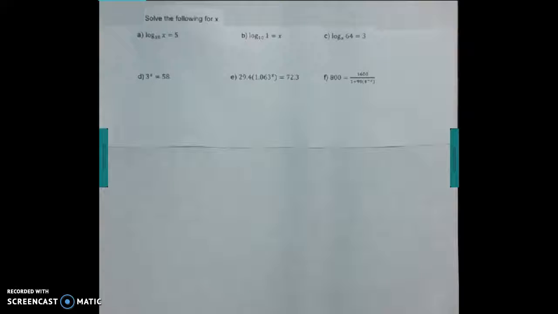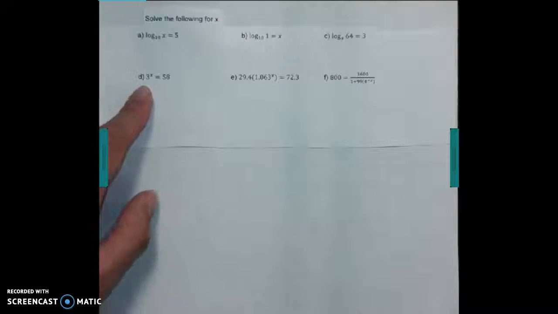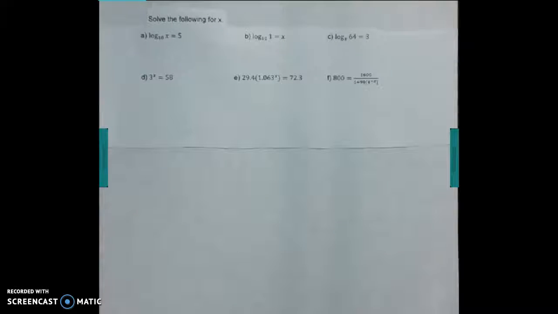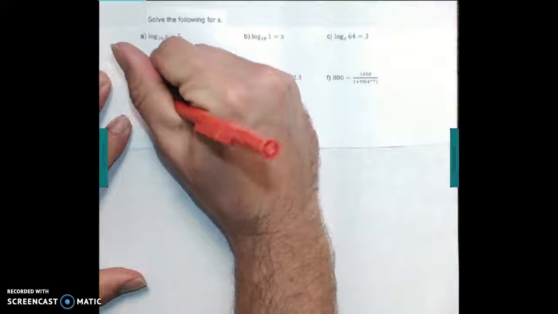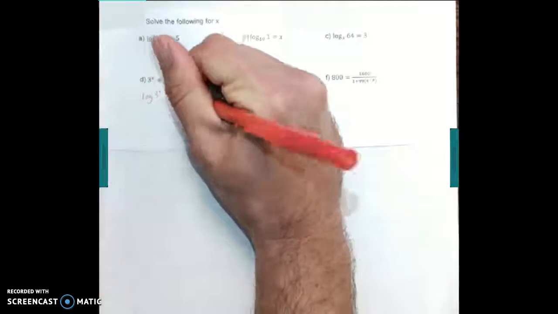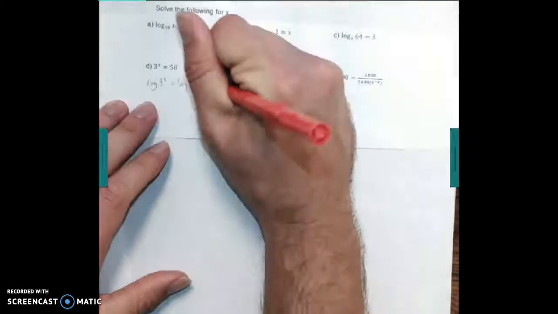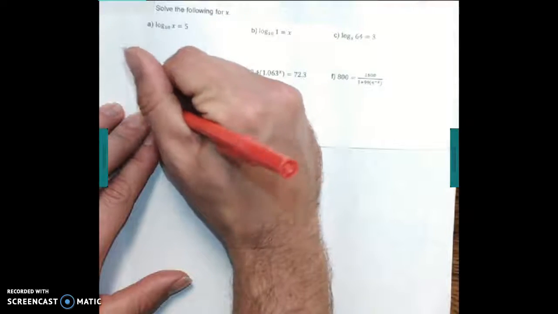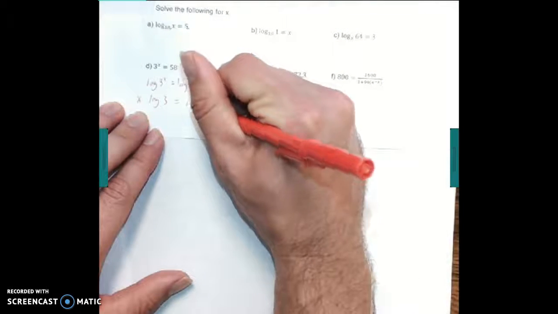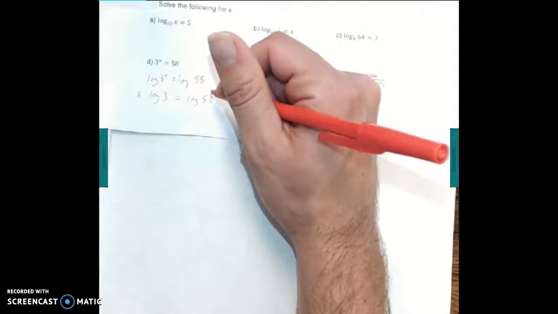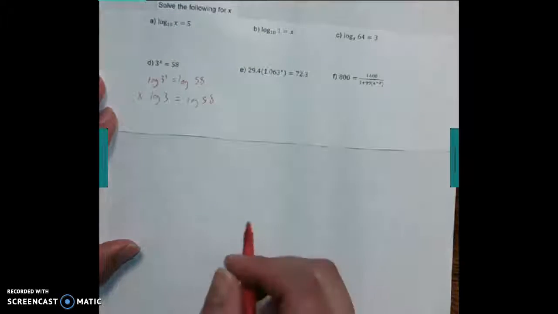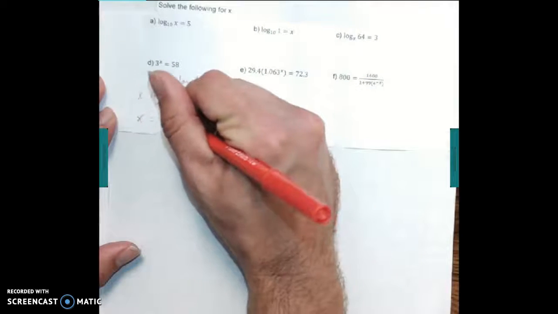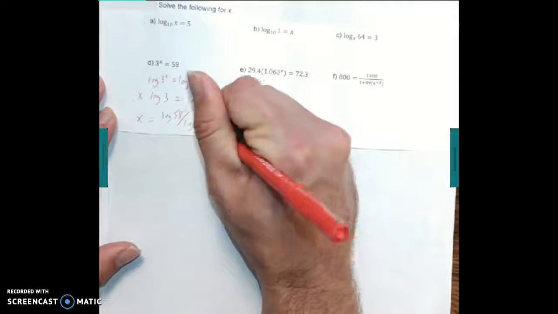So let's start with a fairly simple looking one, part D here. This says 3 to the power of x equals 58, and we want to know what x equals. Now if you're a math teacher like me, what you want to do is you want to take the log of both sides. You want to say log of 3 to the power of x equals log of 58, and you want to then move that x to the front, x log 3 equals log of 58. And then you would just want to solve for x by dividing both sides by log of 3. And you want to say x equals log of 58 divided by log of 3.